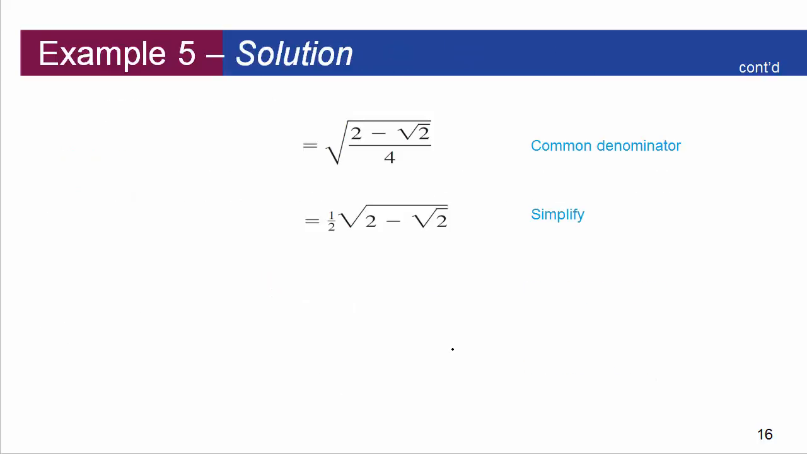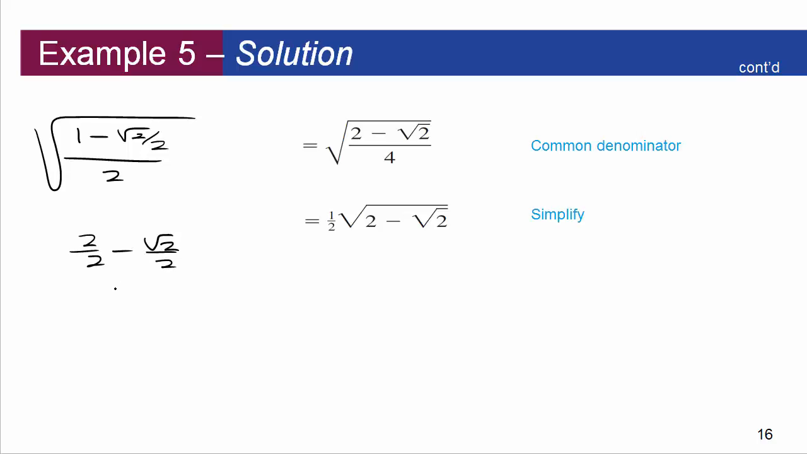Okay, so now we can clean it up a little bit. Remember the previous step was we had the square root of 1 minus the square root of 2 over 2, and then that whole thing was over 2. All we did was do a common denominator up there. So we made it 2 over 2 minus the square root of 2 over 2, which is 2 minus square root of 2 all over 2, right? That's the top.